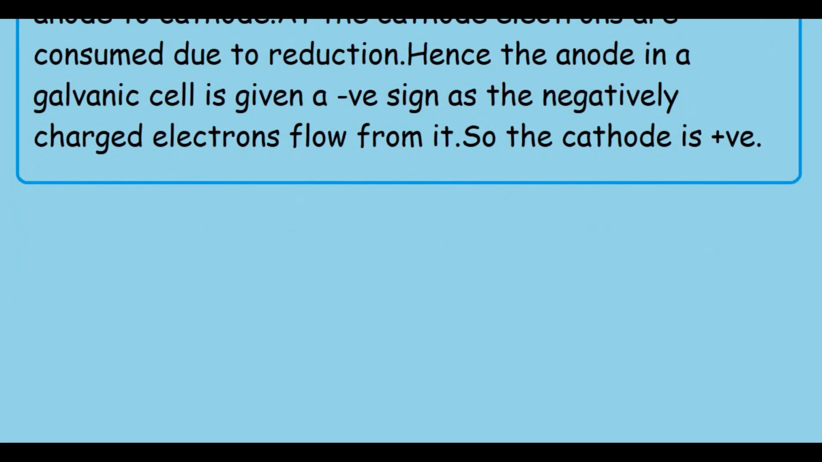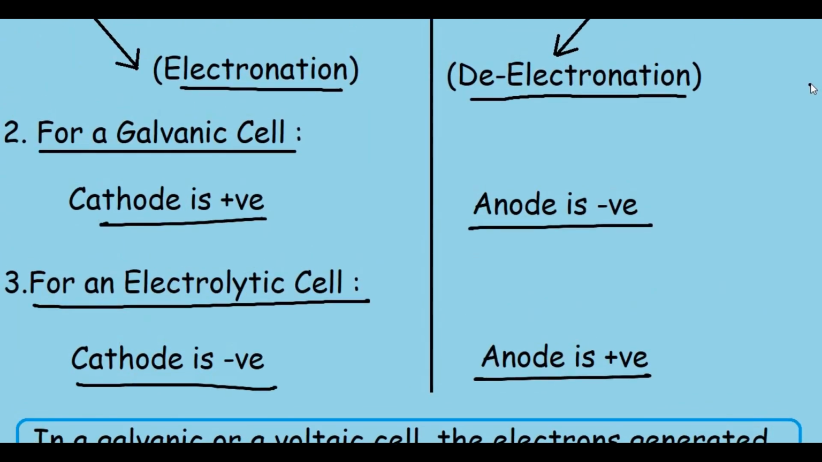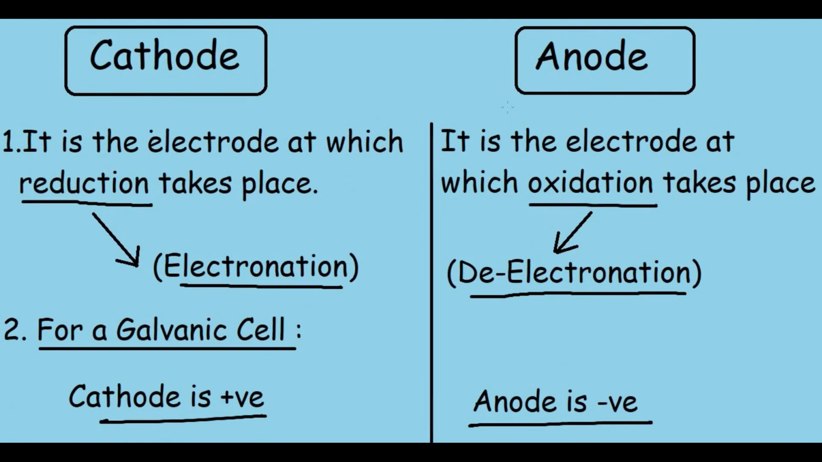And in case of an electrolytic cell, an external DC source transfers the electrons from the anode to the cathode, as a result of which the anode becomes positively charged and the cathode is negatively charged. So for an electrolytic cell, the anode is positive and the cathode is negative, as I have shown here. So these were the differences between cathode and anode.